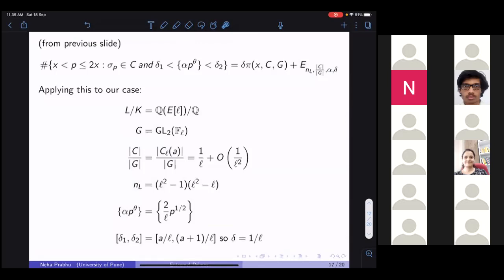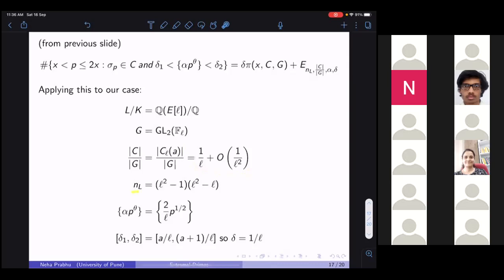Okay, so in our case, we have L over K as the l-torsion field over Q. The Galois group, as we saw from the work of Serre, is GL2(F_l). C over G is the size of the union of conjugacy classes of trace a, which if you compute, that's also well known, and divided by G, you get 1 over l plus O(1 over l squared).